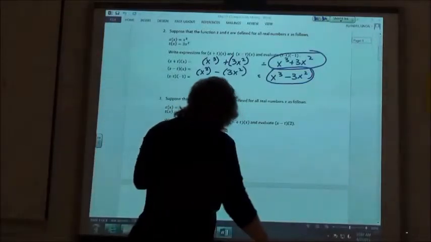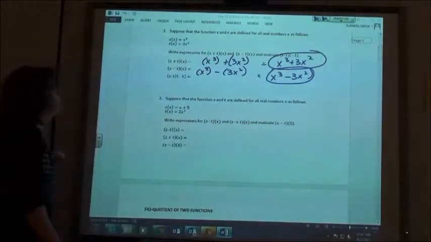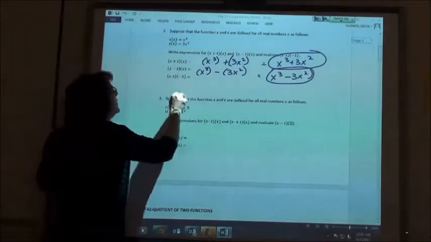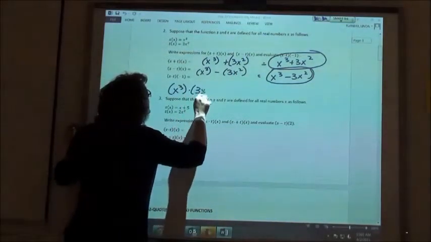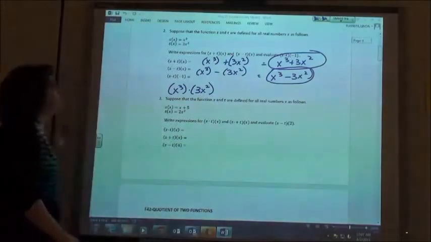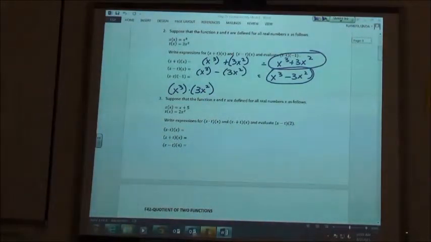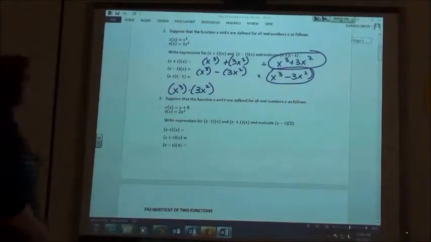Now on the last one, what am I going to do? X to the third times minus 3x. Whoops, there's no minus in there. It's just the 3x squared, right? So x to the third times 3x squared. Now we can multiply those two things together. If we multiply those together, what do we get?